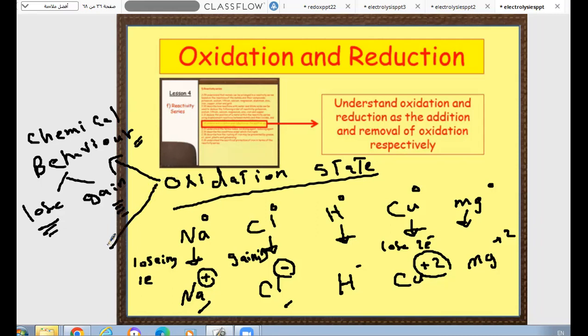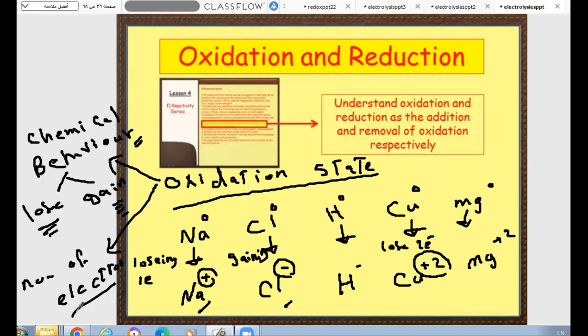And the second point: I can deduce the number of electrons that were gained or lost, the number of electrons which took part in the chemical reaction. So I can predict the chemical behavior of the element generally from its oxidation state. The number carried by the element after the chemical reaction, and its charge, indicates to me what the behavior of the element was in the chemical reaction. If it lost electrons, it will be positive.